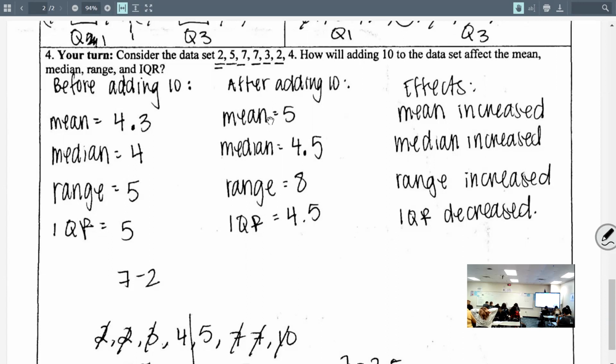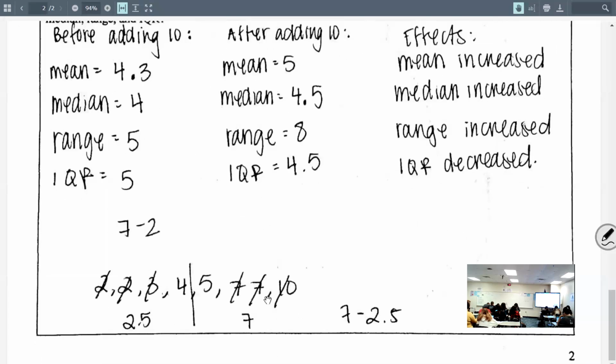If you did the calculations, here's the difference. The mean was 4.3. After adding 10, the mean was 5. So the mean increased. For the median, it also increased. That one I'd probably just have to check. So here it is with 10 added in the mix, and before 10 was added in the mix. Let me redraw that.